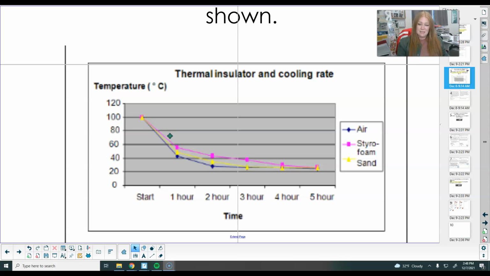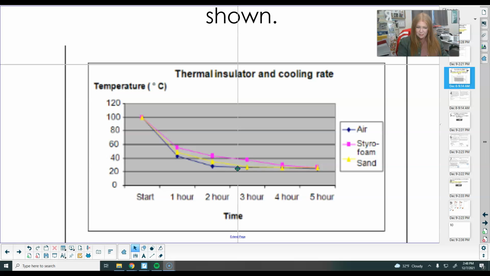So we can see this. Here's the starting. They all started at 100. And then after, this is our temperature up and down. After this many hours, they all ended up the same, that thermal equilibrium. But as they were cooling, we're going to talk about what you notice from this graph.